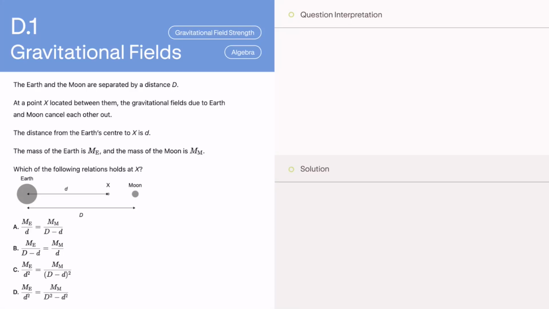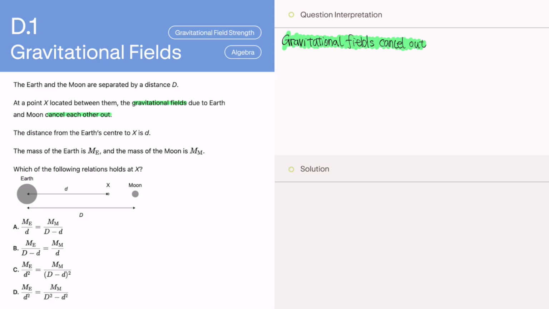This is a medium-level problem that mixes vectors with gravitational fields. Let's walk through it together. Take a look at the diagram. Point X is between the Earth and the Moon. At X, the gravitational fields due to the Earth and the Moon cancel out.